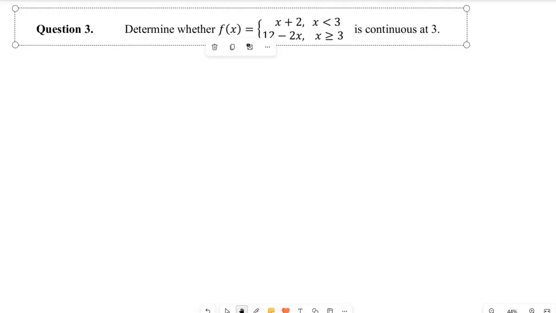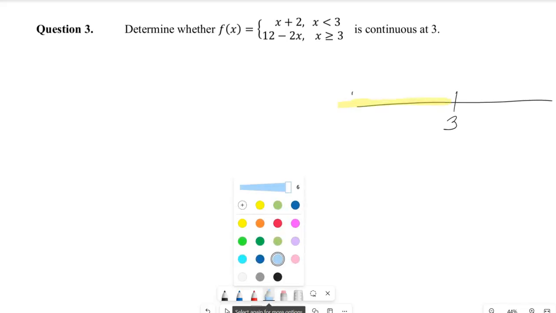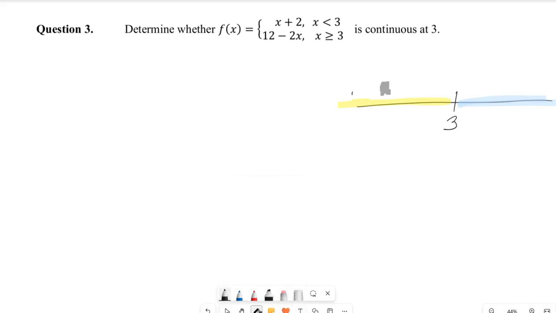Here we have a question. A function is given. This is a piecewise defined function. What piecewise defined function means is that if we have a number line, the function is x plus 2 if x is less than 3. So the function is defined differently before 3 and after 3. Before 3 the function is defined as x plus 2, and after 3 the function is defined as 12 minus 2x. Okay, so the question is to check whether the function is continuous at a number or not.